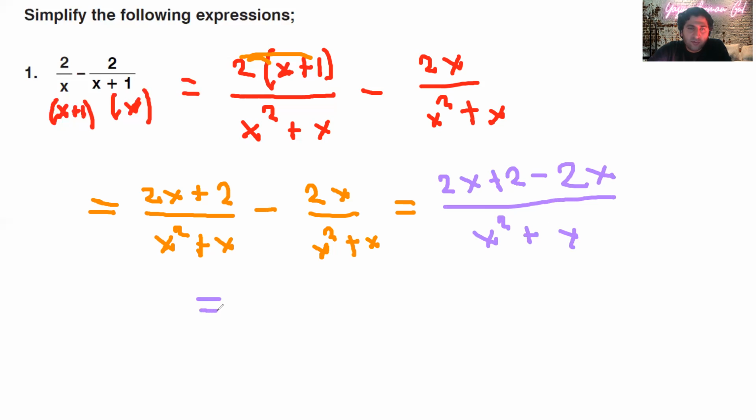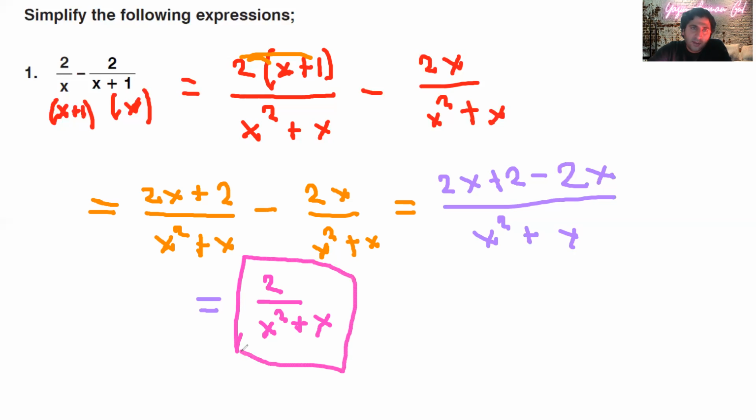So this equals 2x minus 2x, guys, as you can see, so this will be 0. On the top, what do I have left there? 2. And at the bottom, what do I have? x squared plus x. So this is going to be my answer.